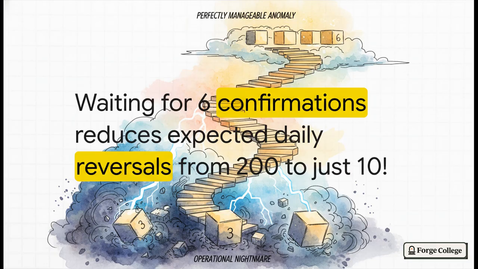But if you just wait a tiny bit longer, pushing it to 6 confirmations, suddenly you drop to about 10 expected reversals a day. You've literally turned a daily crisis into a perfectly manageable anomaly.